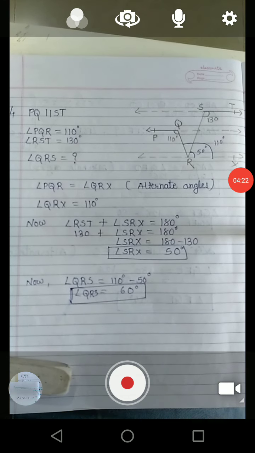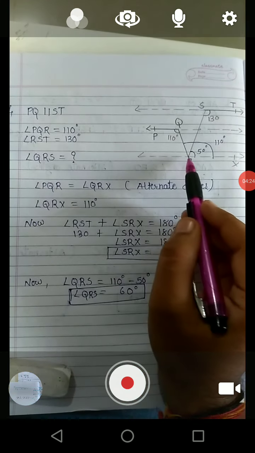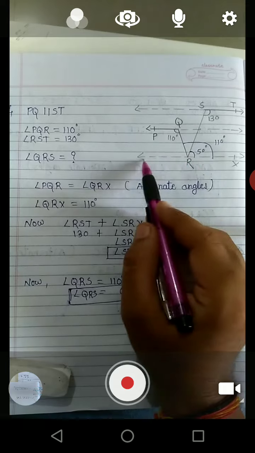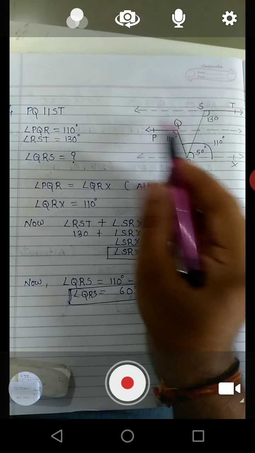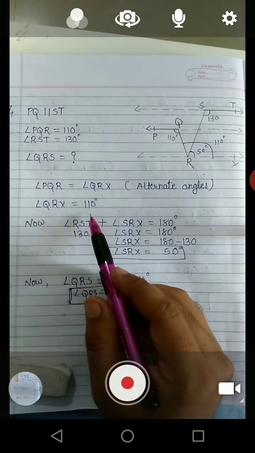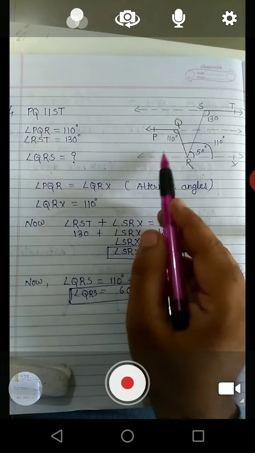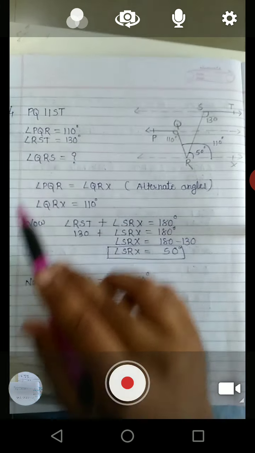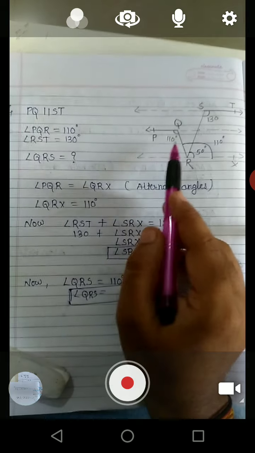So friends, our first work is to extend these lines. Draw one parallel line, extend this line. Here we have the value PQR is equal to 110, and also we have RST is equal to 130. Okay, both angles we have.